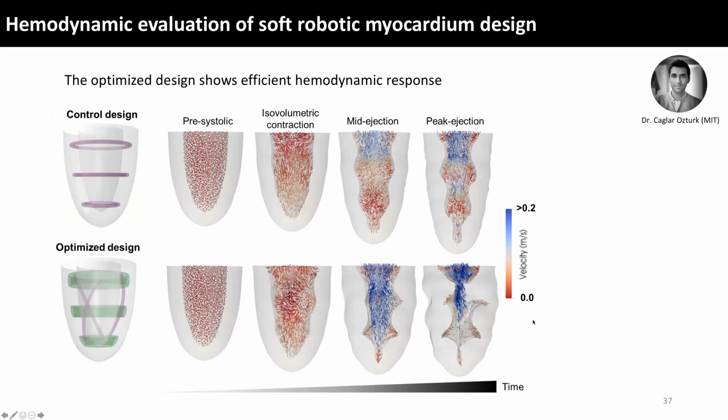And we can do further fluid modeling of this, where we can look at time average wall shear stress and endothelial cell activation potential to really quantify how much potential clotting you would get. And the optimized design has less thrombogenicity overall.